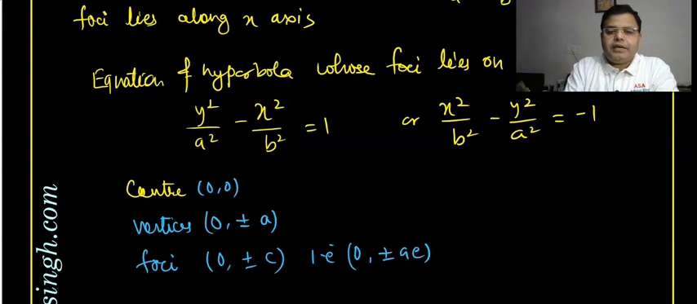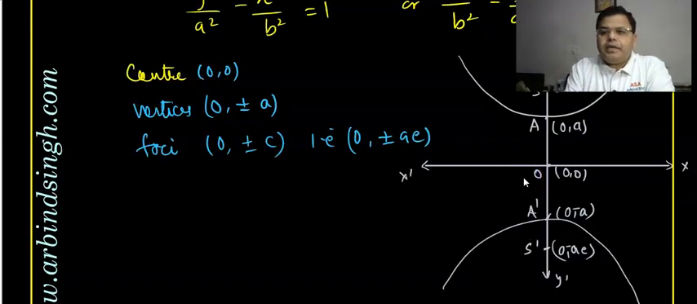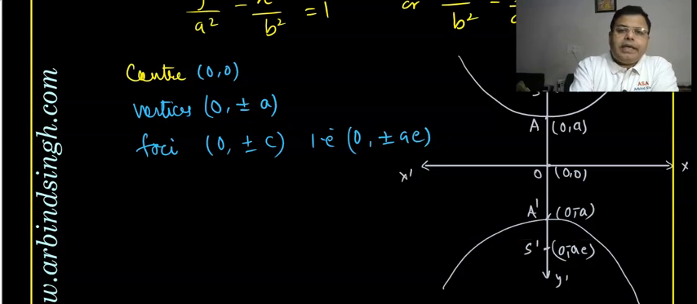Let me draw this diagram. So that will be the hyperbola. Here the vertices are 0 comma a and 0 comma minus a, and the foci lie on the y-axis, so that will be 0 comma minus c and 0 comma c. So this is all about it.